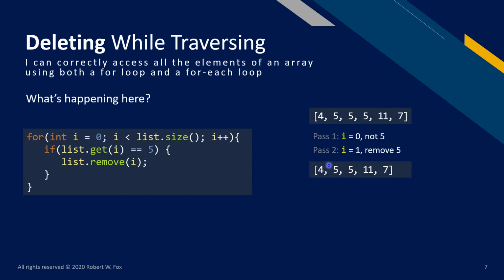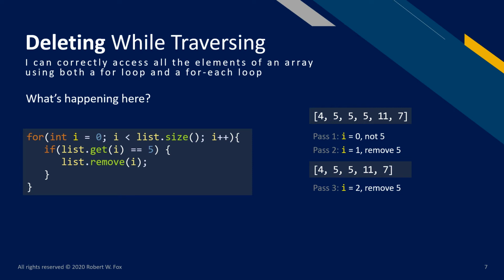So remember, there was a 5 right here, but we removed it, and everything else slid to the left to fill the gap. Okay, so now we're on to pass 3 of the loop. And on pass 3 of the loop, i equals 2. So here's index 0, here's index 1, and here's index 2. Well, wait a minute. Yes, this is a 5, but what about this one before it? Well, it turns out that the loop continues no matter what, 0, 1, 2, 3, etc.